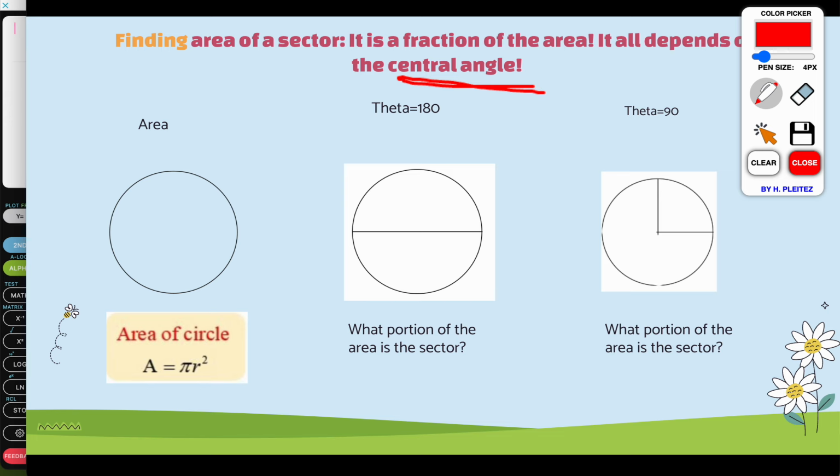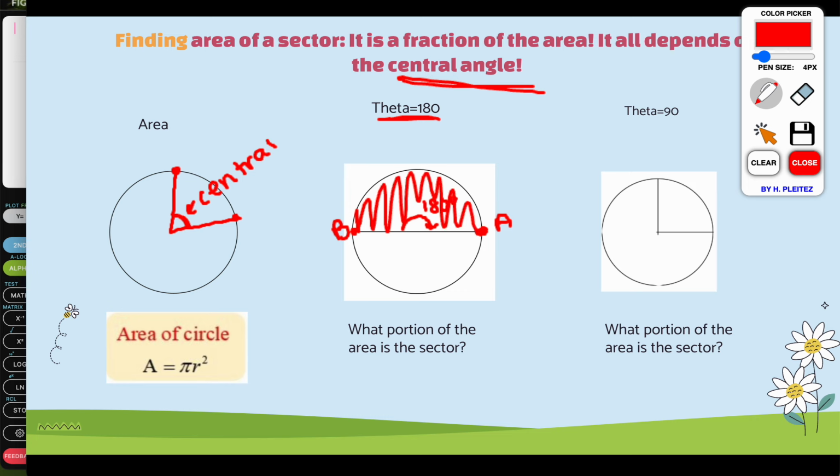Now remember, the central angle is just the angle that's created. Let's say we sliced up our pizza and this was one slice. The central angle is the angle that's created right here with the center of the circle. In this case, let's say theta is 180 degrees. That would represent me eating this whole portion of the pizza. What portion of the area is it? Well, if we do 180 over 360, we can see that we ate half of the pizza. So if I want to know how much pizza I ate, I have to do 1/2 of whatever the full area is, and that would tell me the area of that sector, or the area of that slice of the pizza.